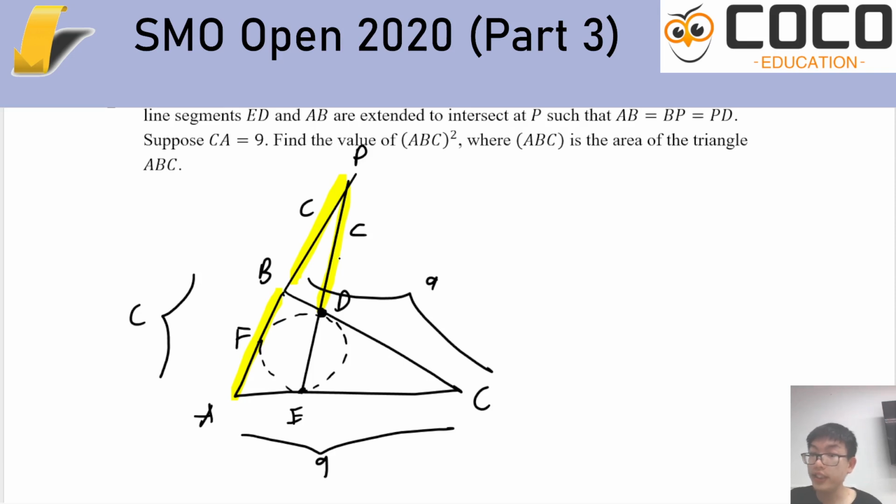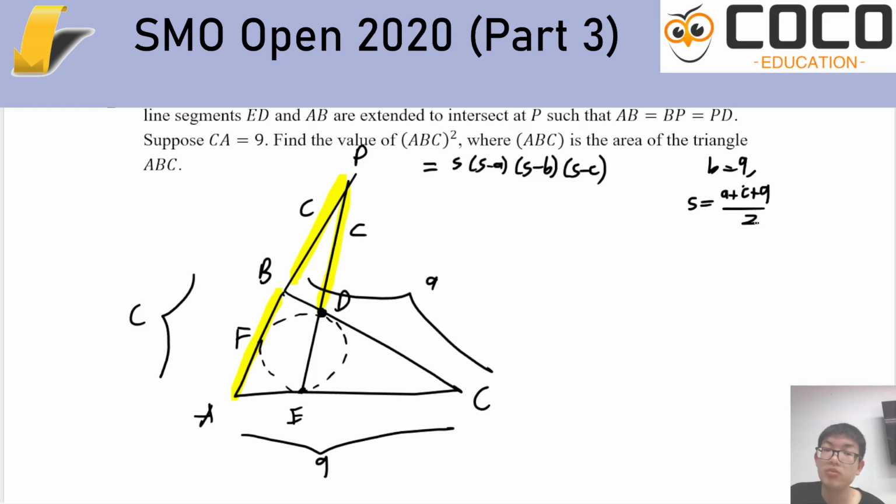Now there are lots of equations available to us. My intuition here is that I just need two equations because of Heron's formula, this is the square of the area, so I really feel like using Heron's formula, which would be S minus A, S minus B, S minus C, where B is 9 and the semi-perimeter S is therefore A plus C plus 9 over 2. So I just need to find A and C, and two equations of any type is probably going to be enough.